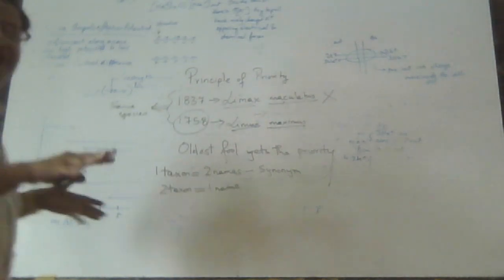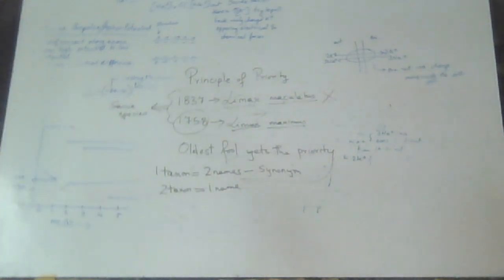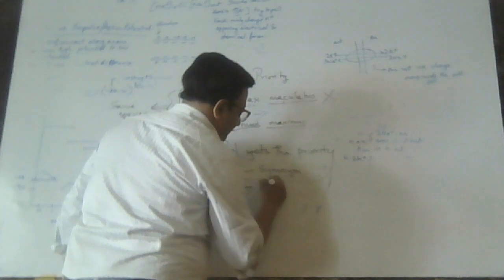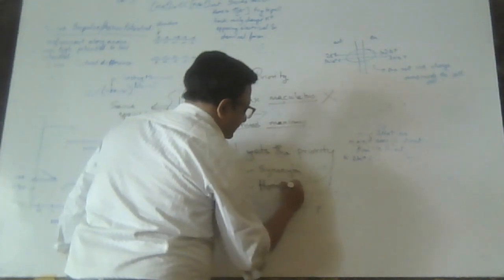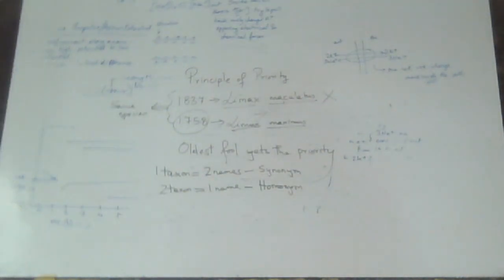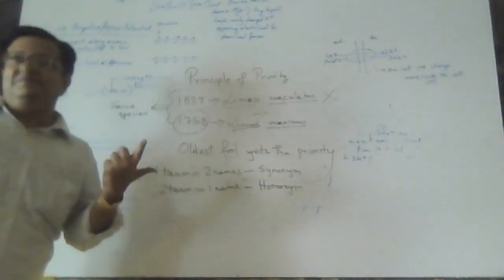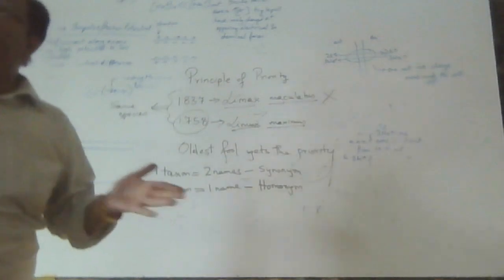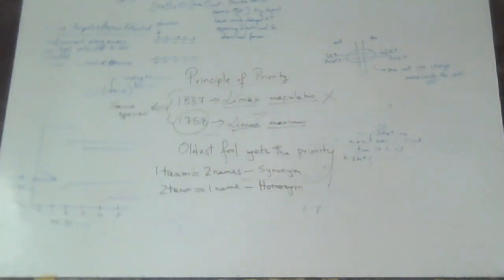So this type of controversy also starts to come. This is known as homonym. Here also the oldest name gets the priority. Those who gave the first name will get the name. First name gets the name.